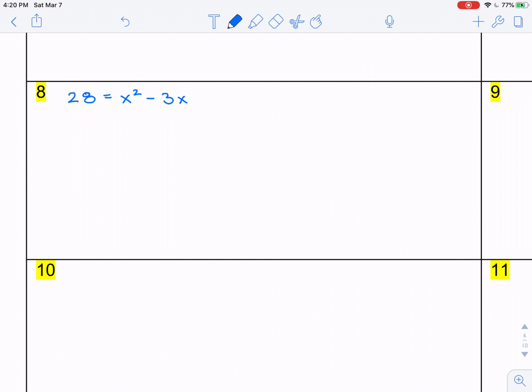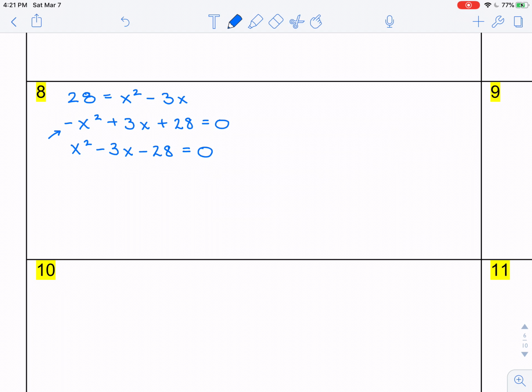And I'm going to move everybody over to the left side. When I do that, I get negative x squared plus 3x plus 28 equals 0. But a factoring hint that I can give you is it's much harder to factor when we have that leading coefficient as a negative. So because of that leading coefficient being a negative, I'm going to multiply everybody by a negative 1. In other words, change signs for everybody. And it's much easier to factor if we have a positive out front.